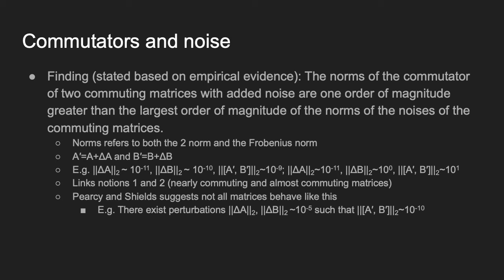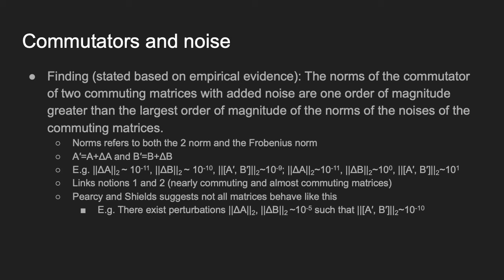If the 2 norm of delta A is on the order of 10 to the negative 11 and the 2 norm of delta B is on the order of 10 to the negative 10, the 2 norm of the commutator of A and B will be on the order of 10 to the negative 9, one order of magnitude greater than 10 to the negative 10. If the 2 norm of delta A is on the order of 10 to the negative 11 and the 2 norm of delta B is on the order of 10 to the 0, then the 2 norm of the commutator of A and B will be on the order of 10 to the 1.